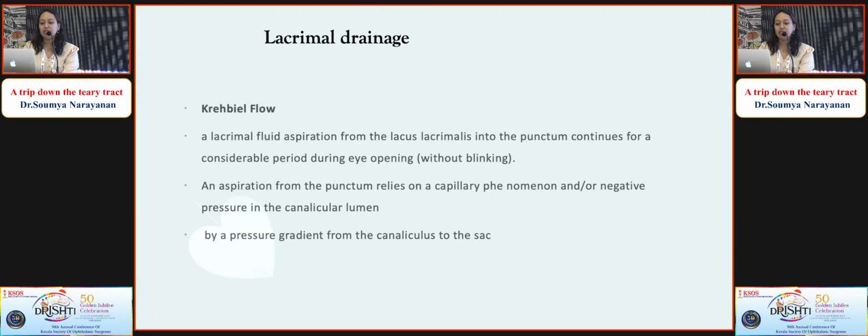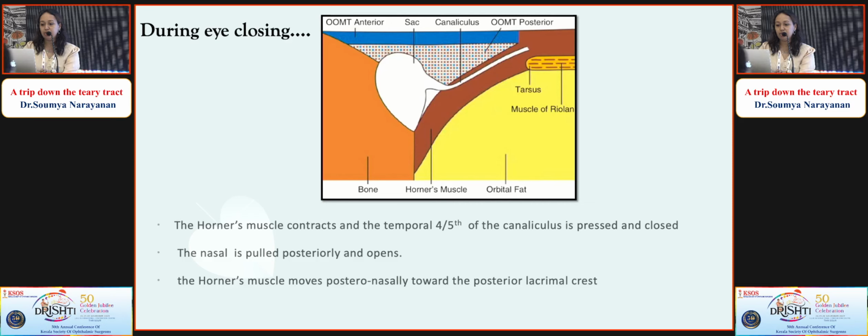So now about lacrimal drainage. There is a concept called the Krehbiel flow. Lacrimal fluid aspiration from the lacus lacrimalis into the punctum continues for a considerable period during eye opening. The aspiration from the punctum relies on capillary phenomenon and a negative pressure in the canalicular lumen. And there is a pressure gradient from the canaliculus to the sac, and we can see how the negative pressure is formed.